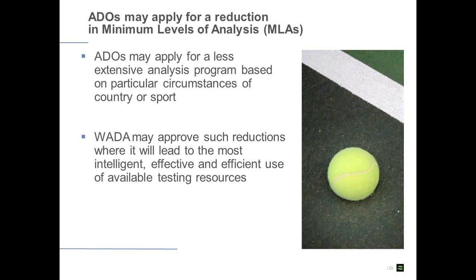The technical document also provides for ADOs to apply for a reduction in MLAs. This is based on certain circumstances of the country or sport where such reductions will still lead to the most intelligent, effective and efficient use of available testing resources. ADOs must have a robust testing strategy that is still effective and proportionate to the level of risk and available resources, and the burden is on the ADO to prove this, similar to the reduction in ABP programs. The criteria for such applications and the associated forms can be found within the technical document.